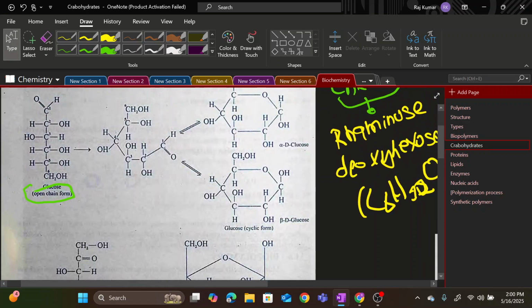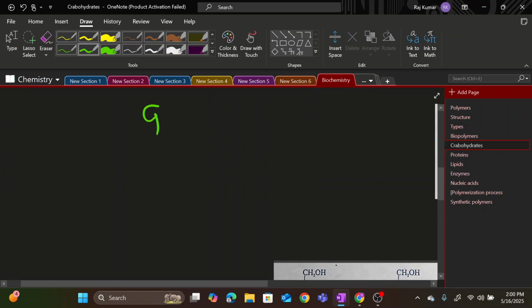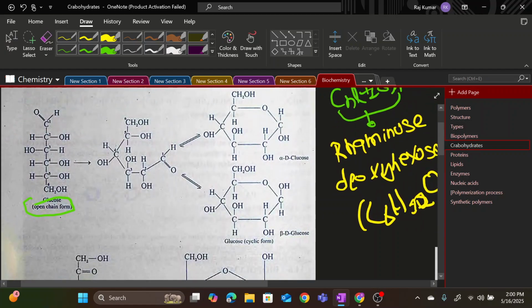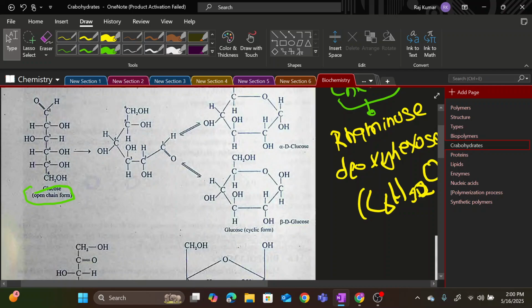In the human body, 99% of monosaccharides such as glucose and fructose exist in the cyclic structure, because the cyclic structure is more stable than the open chain structure, as it has less surface area available for attack. While 1% of them exist in open chain form for the purposes of breaking down and respiration. So this is an open chain structure, and on the other side this is the cyclic chain structure.